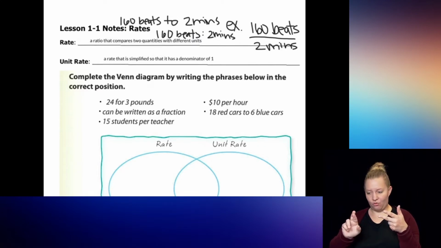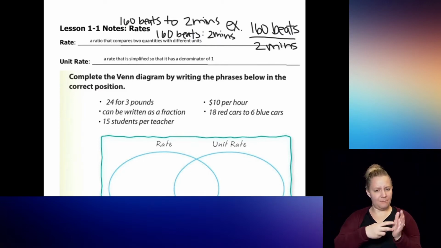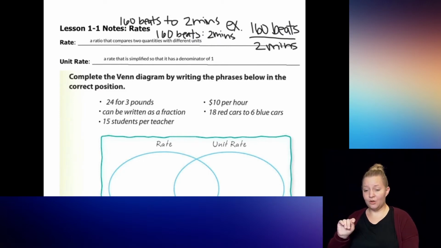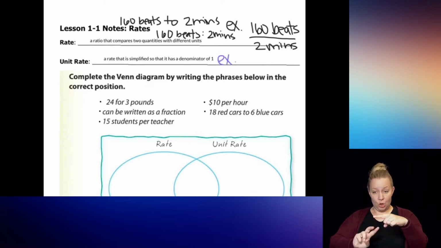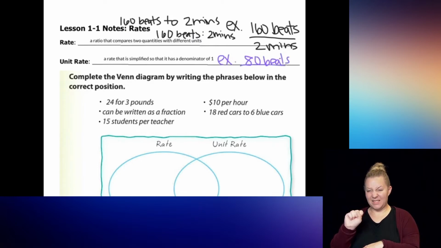The other vocabulary word that we're going to see is a unit rate. So a unit rate is the same definition as a rate, but it is simplified so that it has a denominator of 1. So with our example, 160 beats in 2 minutes, if I simplify that, I would get 80 beats per 1 minute, because notice that the denominator has a 1.